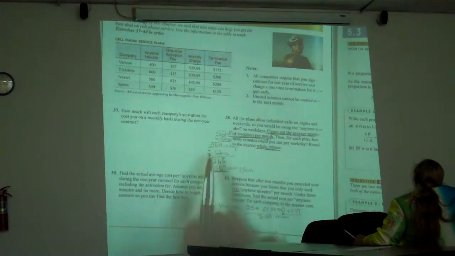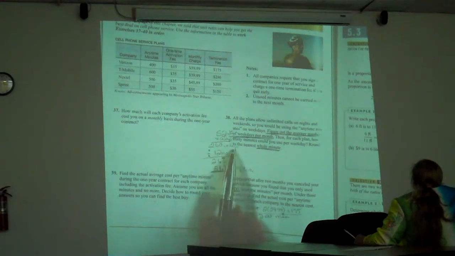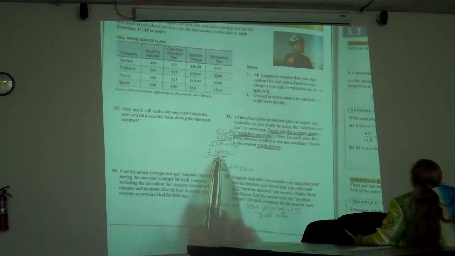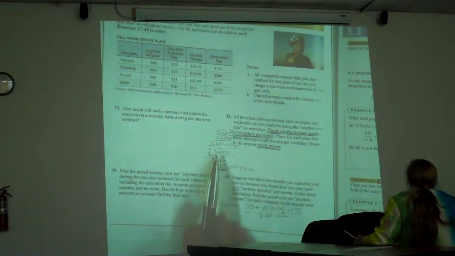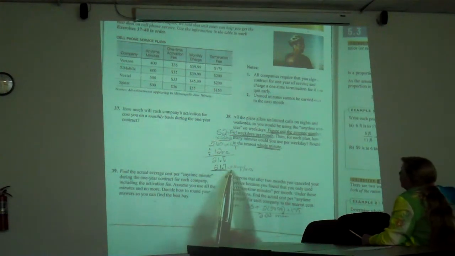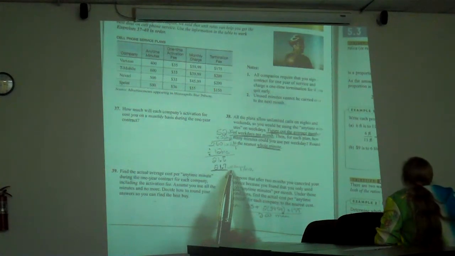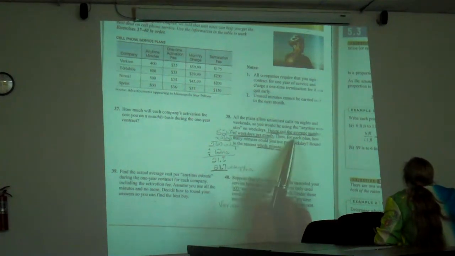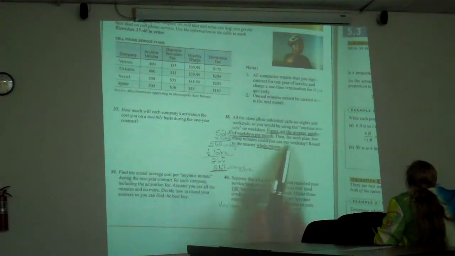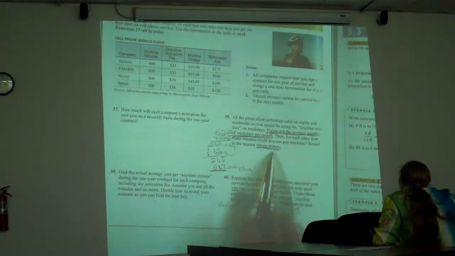5 times 52 gives you 260 weekdays in a year. If you divide that by 12, you find out how many for 1 month. 260 divided by 12 gives you 21.6 repeating, so about 21.7 average weekdays per month. Okay, so you needed to figure that out. And then for each plan, how many minutes could you use per weekday? Round to the nearest whole minute.